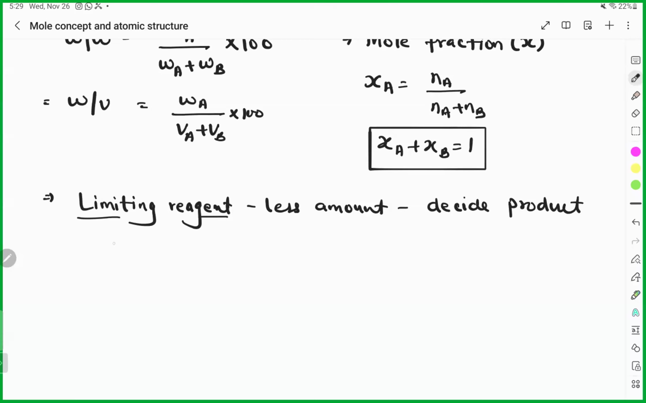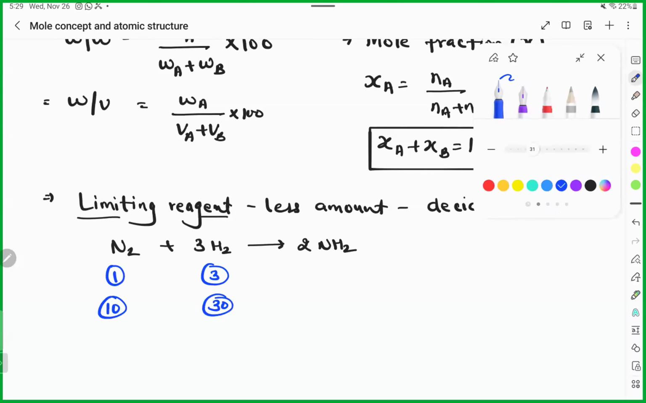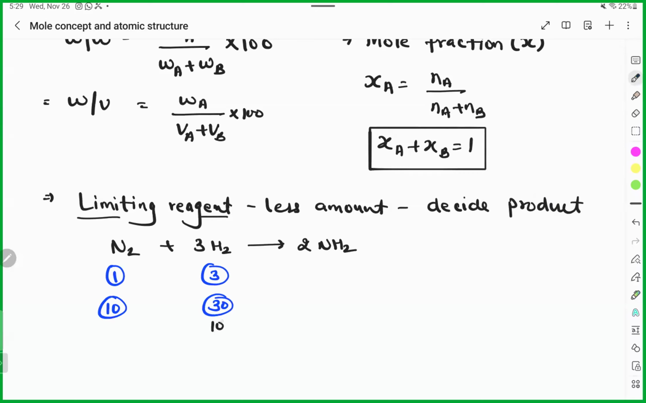Example, what we have seen: N2 reacts with 3H2 to form 2 ammonia. If you take 1 mole of this, it should be 3. If you take 10 moles of this, it should be 30. But according to the question, only 10 moles are given. Can we say this is the limiting reagent? Understood? It will be given in the question. In nitrogen and hydrogen, molar 10, 10. It means it should be 30, it is less.